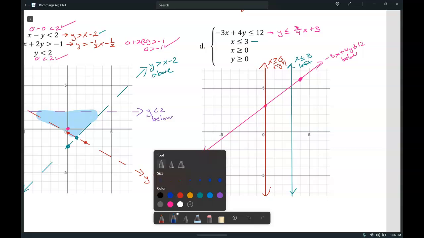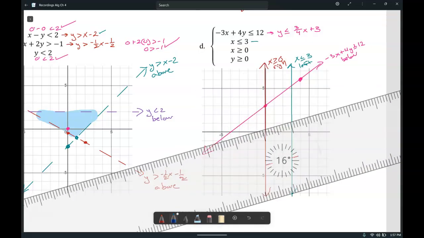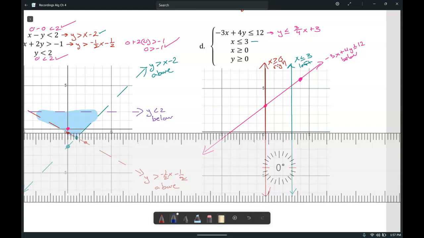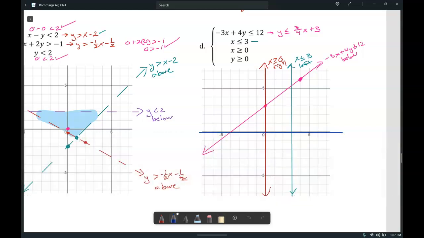Let's go ahead and graph our last one. Y equals 0. Well, that is our x-axis right here. Y is greater than or equal to 0, so we're shading above. So we're left here, down here, right here, above here. So that gives us this quadrilateral space here, this little trapezoid looking thing in the middle.